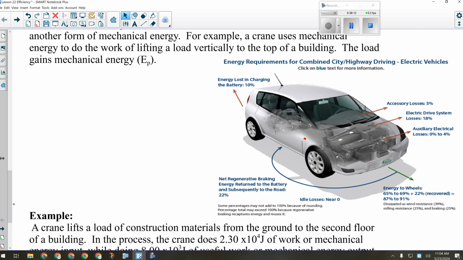You still got your same accessories, your heated steering wheel, heated seats, power windows, power door locks, that's 3%. The electric drive system still loses 18%, but it's not 65% that's being lost, it's 18. There's electrical losses, 4%. So yeah, 65 to 69% to the wheels, but you get to add on that regenerative braking.